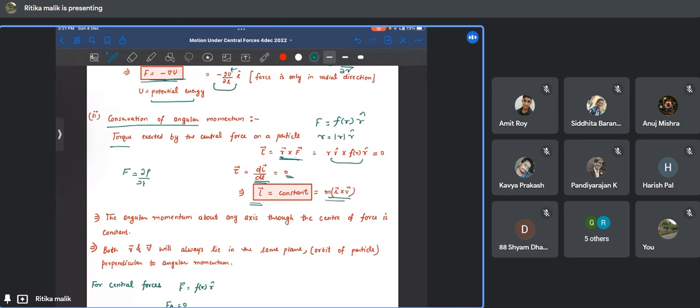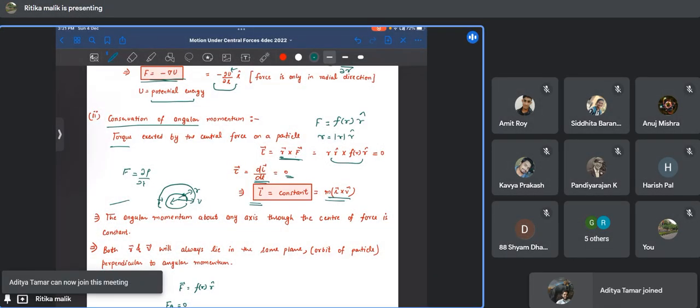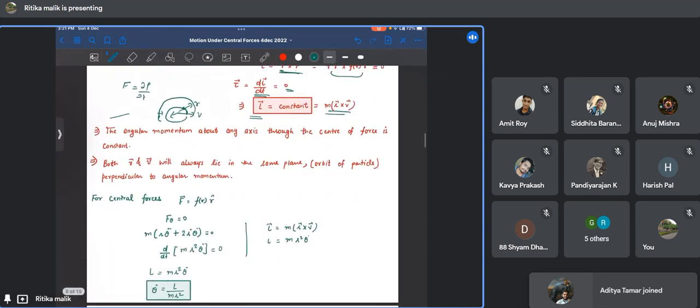And since it is given by r cross v, you have a radial direction, you have a velocity direction, and r cross v gives you the direction of angular momentum. So your r cross v is always going to be constant. That means if your angular momentum is perpendicular to the plane of the paper, then your r and v are in the plane of the paper. So your motion is always going to be in a plane, and this is the plane of the orbit. So your orbit is always going to be in a plane, and this comes from the conservation of angular momentum.